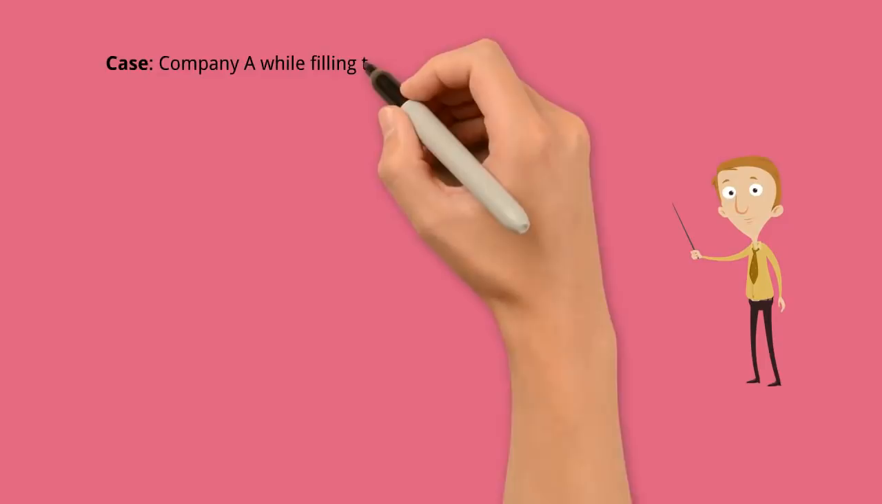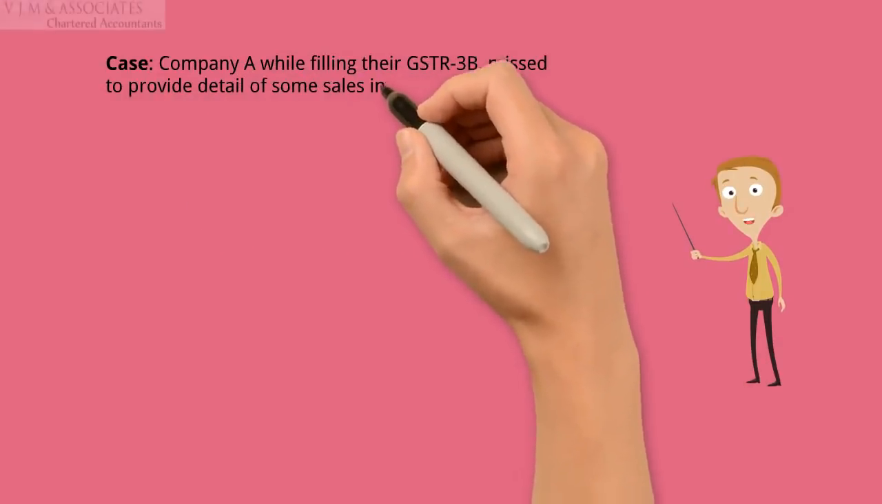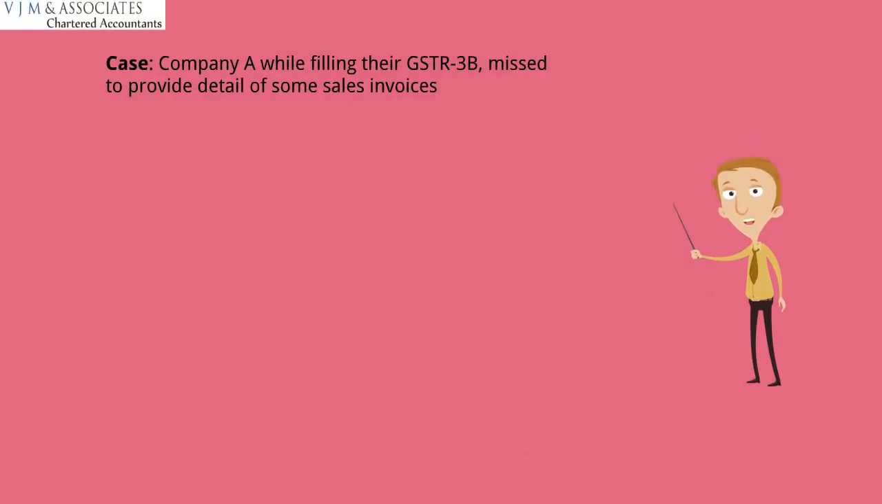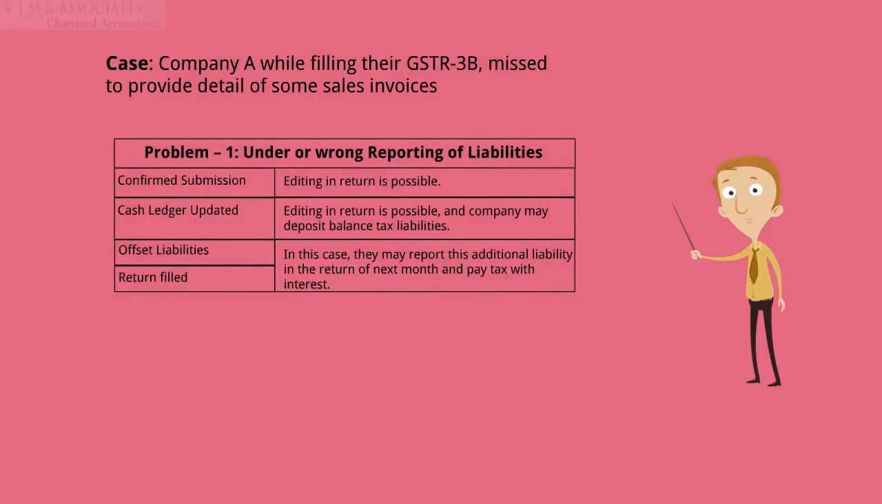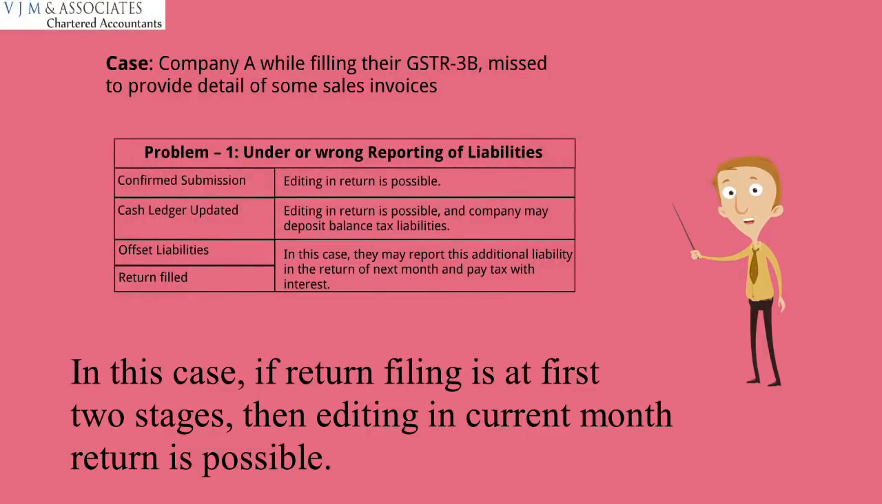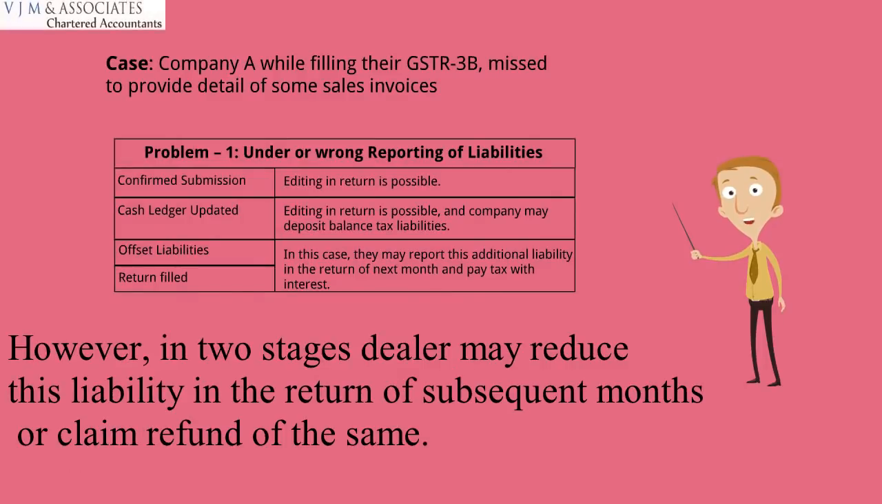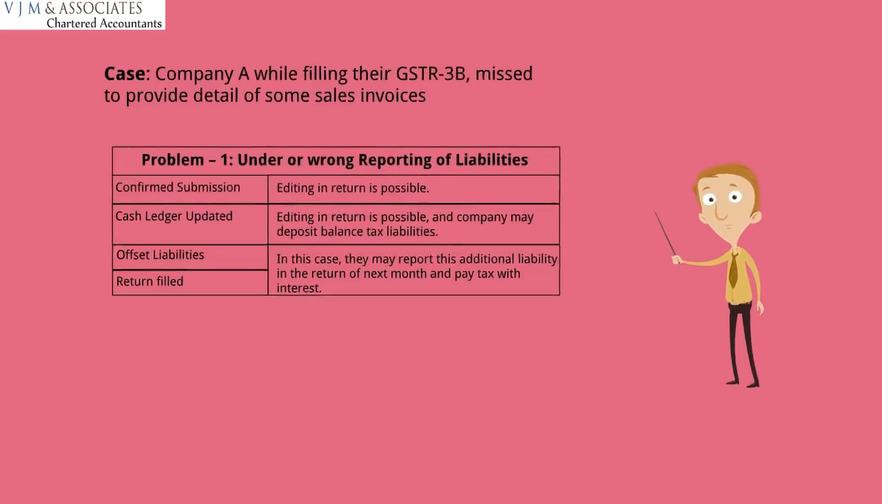Case 1. Company A, while filling their GSTR-3B, omitted to provide detail of some sales invoices. In this case, if return filing is at the first 2 stages, then editing in the current month return is possible. However, in the next 2 stages, the dealer may report this additional liability in the return of the next month and pay tax with interest.